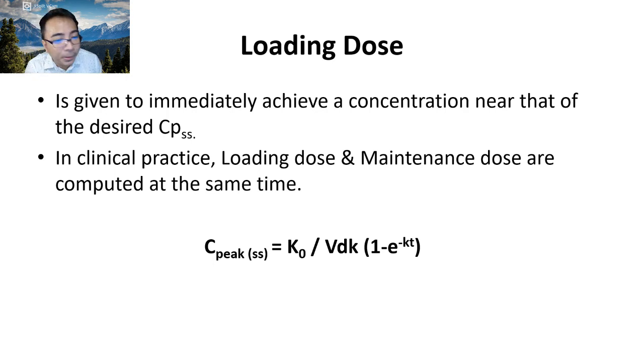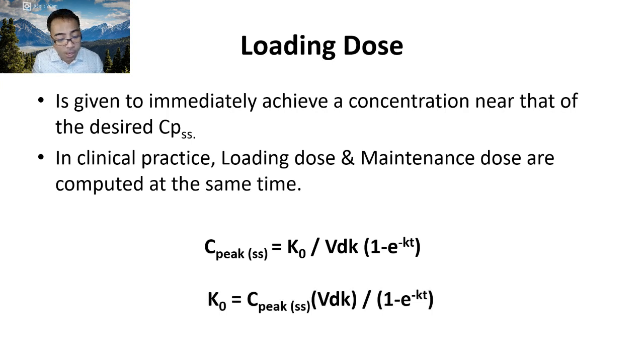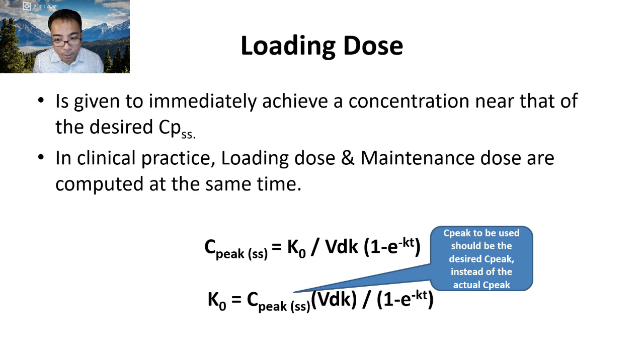Now, to compute for loading dose naman, class, it is given to immediately achieve a concentration near that of the desired CPSS. So, in clinical practice, class, loading dose and maintenance dose are computed at the same time. Now, to compute for loading dose, gagamit tayo ng formula na ito. CP equals rate of infusion divided by VDK times 1 minus e negative KT. Okay, so transpose the formula to get your formula for loading dose. Okay, C peak to be used should be the desired peak instead of the actual peak. So, ang desired natin would be 6 milligrams per liter here.